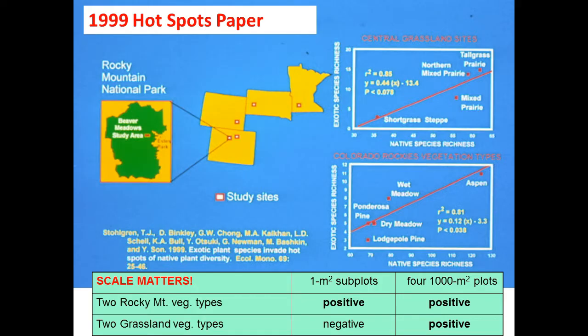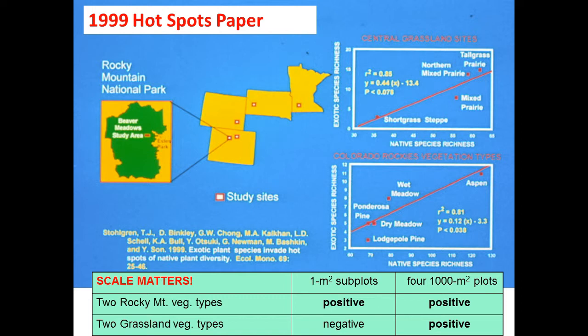So we did, and we added hundreds more plots in Rocky Mountain National Park, and then we also added a bunch of plots in the central grasslands in a bunch of different states. And what we found was, in general, at that large spatial scale with those 1,000 meter squared plots, the more native species there were in a plot, the more exotic species there were in a plot. Whether you were in the grasslands or in the mountains of Colorado, you got the same general pattern.